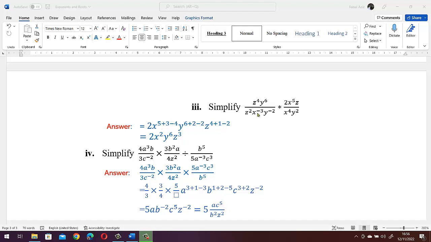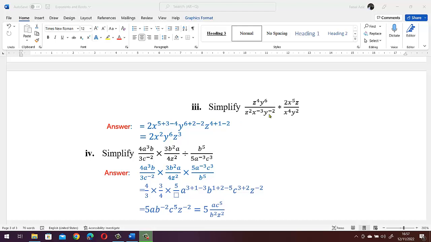Down we have a variable which carries negative power. When it will go up it will become plus. So here I have added it as a plus, plus 3, and the another x which is x power 4, when it will go in the numerator, it will become minus. So I have added all these powers together for variable x. Similarly for variable y, it will become y power 6.